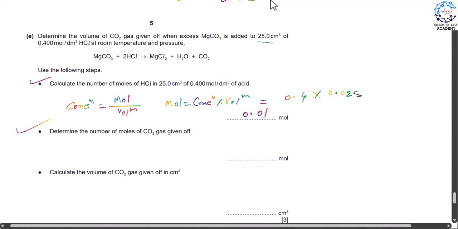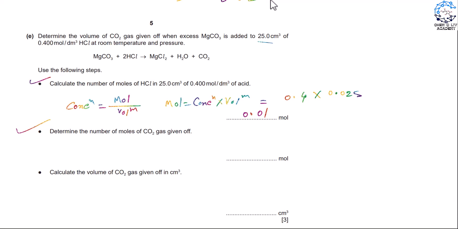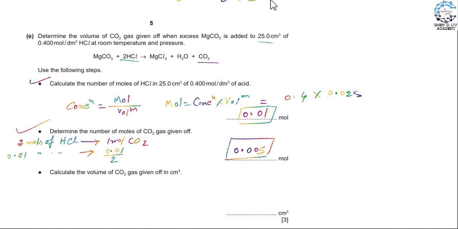Determine the number of moles of carbon dioxide gas given off. You have to look at the equation, that 2 moles of HCl give 1 mole of carbon dioxide. So 2 moles of HCl can give 1 mole of carbon dioxide. So now we have 0.01 moles of HCl, which is going to form 0.01 divided by 2. So the carbon dioxide will be 0.005 moles. So we got the moles of carbon dioxide.